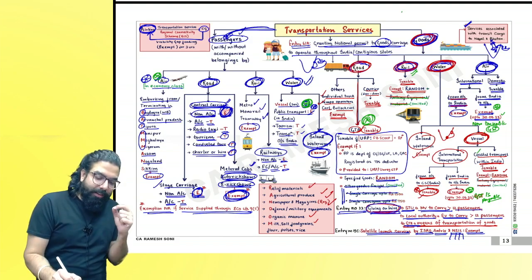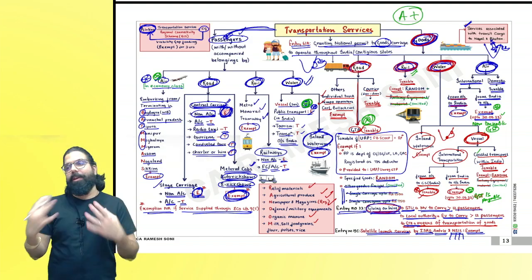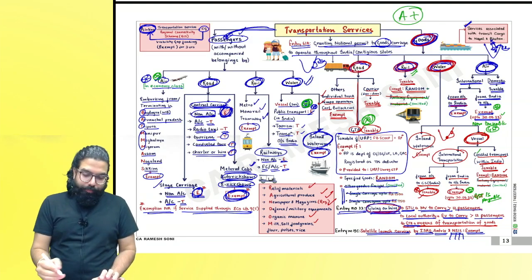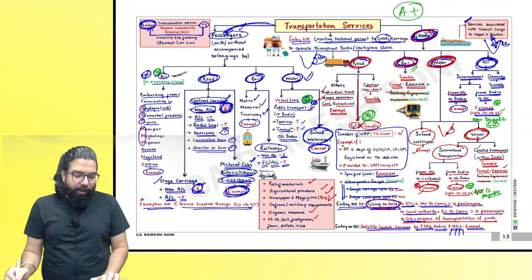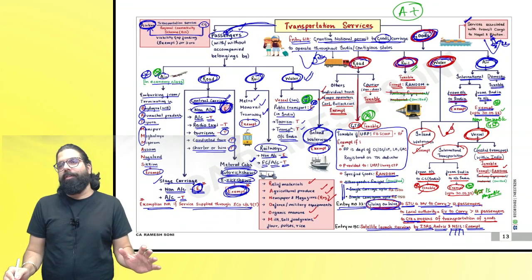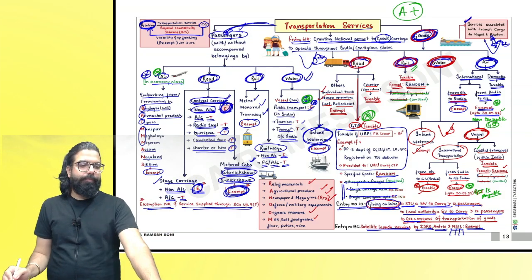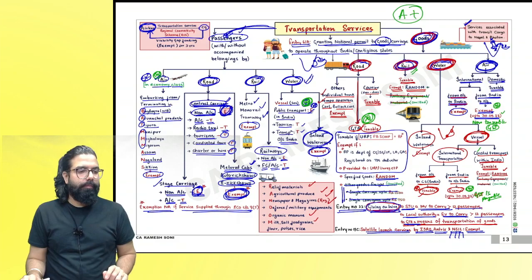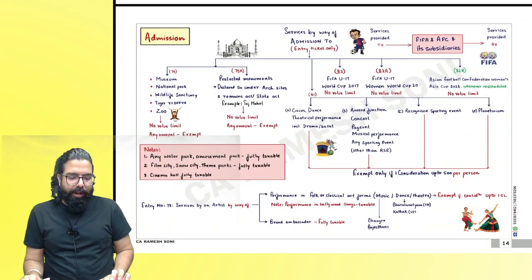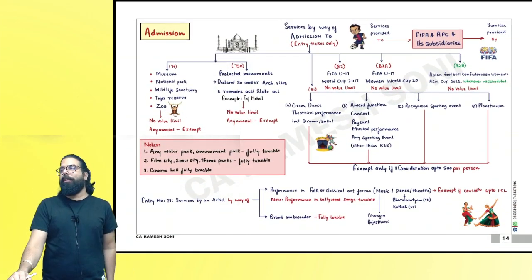Are we clear, everyone? This is an A plus graded chart in my opinion. Can I go ahead, everyone? Chalo. We are done with your chart of transportation services. Everyone, come to the next chart, admission.